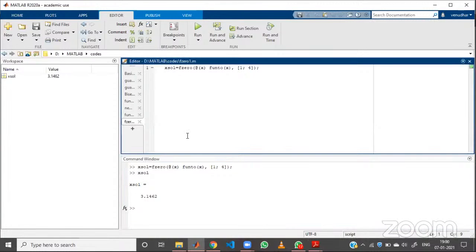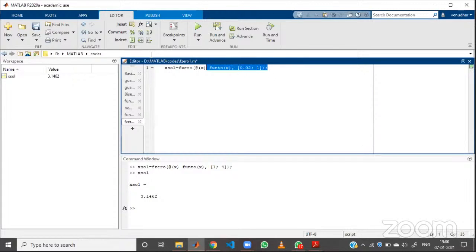3.1462. What was the other answer for the equation? It was 0.1426. For that we have to change the initial value. Why do we have to change it? Because it does not lie between the upper limit and the lower limit. For that we have to do 0.02, and let's just write here 1.